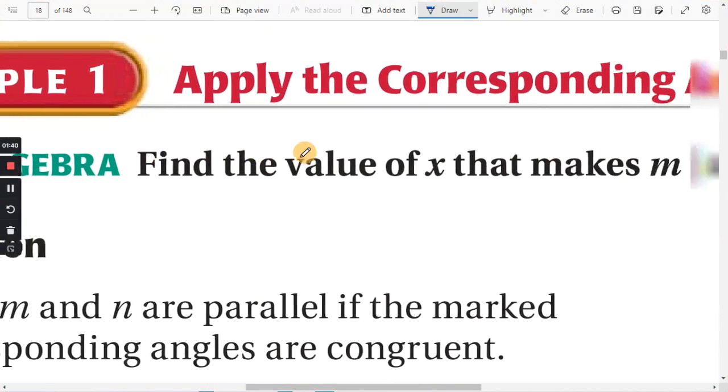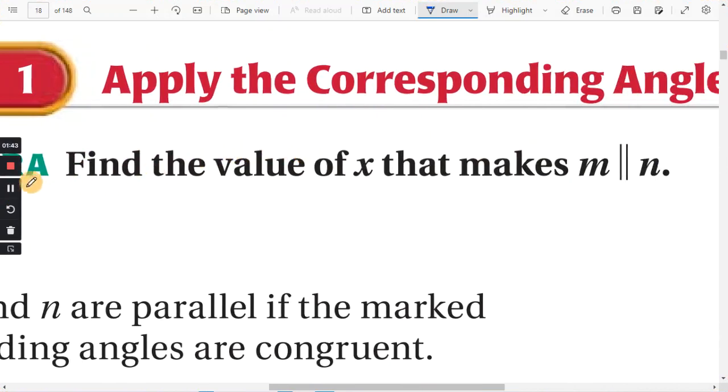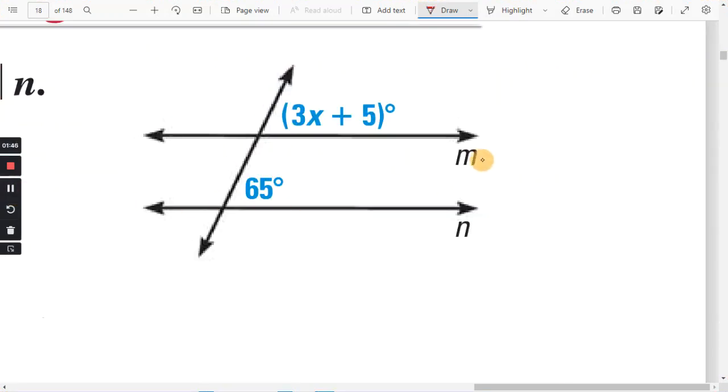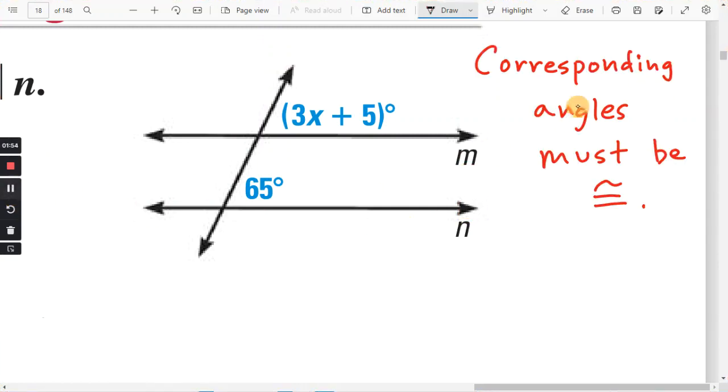Example 1, find the value of x that makes M parallel to N. So in order for M to be parallel to N, corresponding angles must be congruent. So we can see this one is on the top right, and this one here is on the top right. They have to be the same measurement, so I'm going to set them equal to each other. 65 equals 3x plus 5. And then just solve for x.